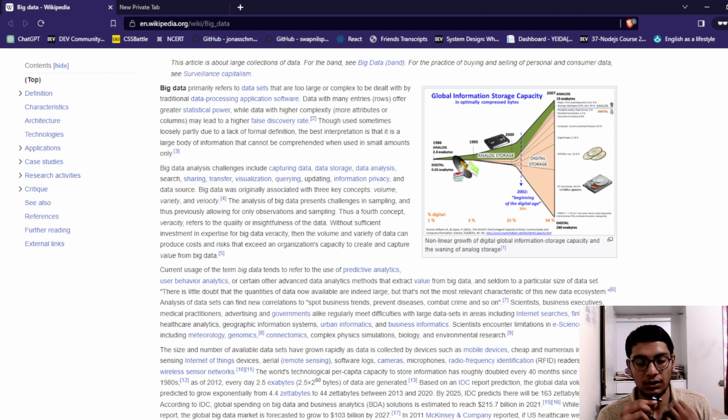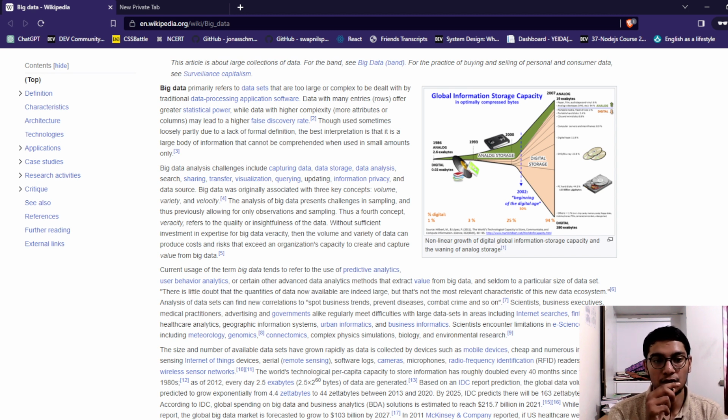Current users of the term big data tend to refer to predictive analytics, user behavior analytics, or certain other advanced data analysis methods that extract value from big data, not to a particular size of data set. There is little doubt that the quantities of data now available are indeed large, but that is not the most relevant characteristic of this new data ecosystem. Analysis of data sets can find new correlations to spot business trends, prevent diseases, combat crime, and so on.